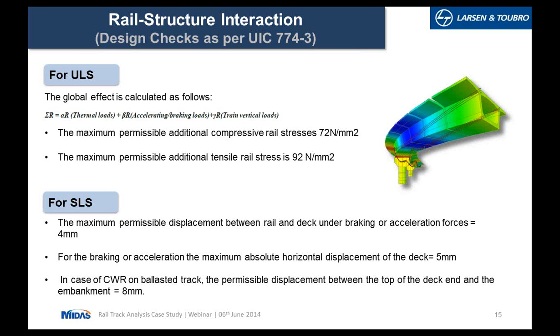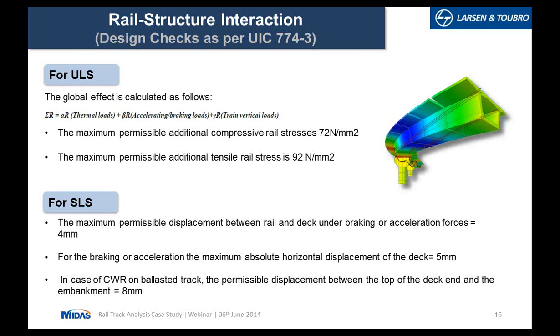and the maximum permissible additional tensile stress is 92. Why we call it maximum additional is because these stresses are generated solely because there is a bridge present underneath the track. In case of a standard track, whatever stresses are there are no longer a concern for us. Only the additional stresses which are generated because of the bridge, these values are the limiting factor for those.